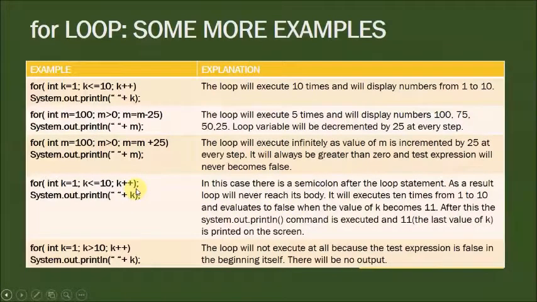The semicolon is a statement terminator, so it will terminate the loop statement here only, and the for loop will never reach its body. The loop executes 10 times from 1 to 10 and evaluates to false when the value of k becomes 11. After the full execution of the loop, the program control comes to the line System.out.println("" + k). So this command is executed and the current value of k, which is 11, is printed on the screen.